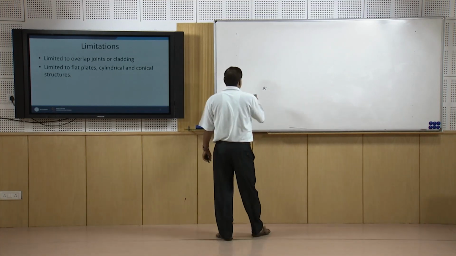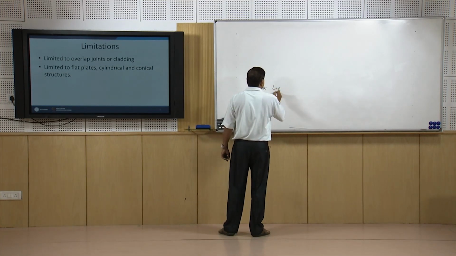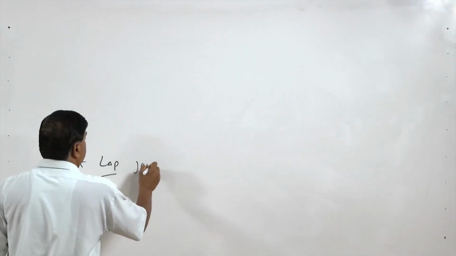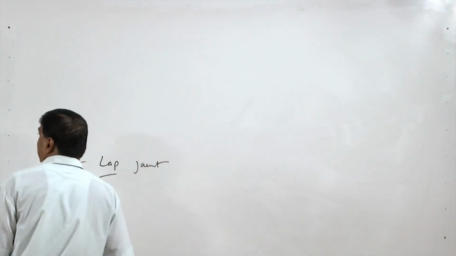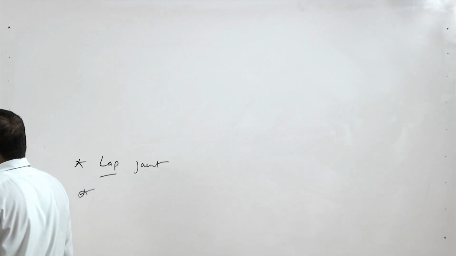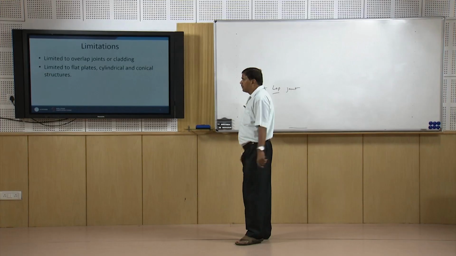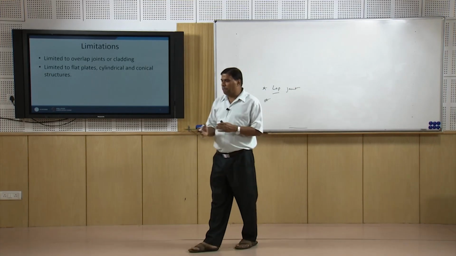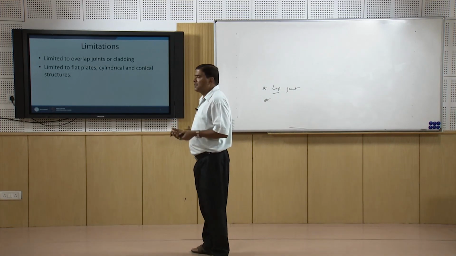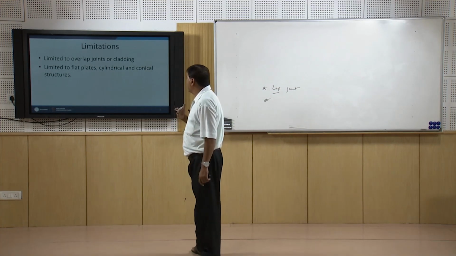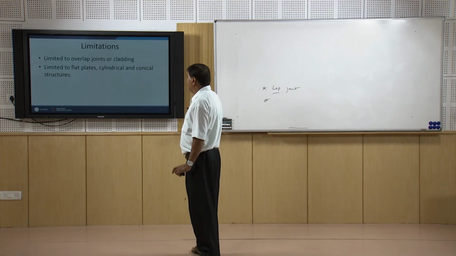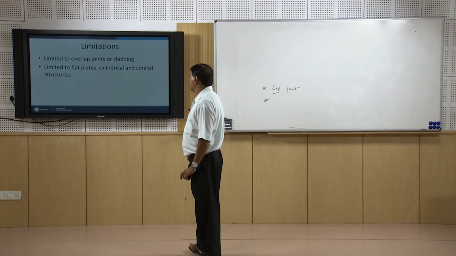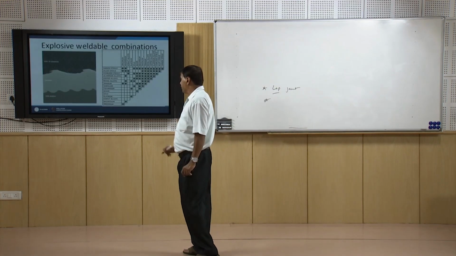So, one is the limitation of the lap joint configuration, and the second is limited to the flat plates, cylindrical and the conical structures. So, not very complicated geometries can be joined using this, largely the simple shape components, and in lap joint configurations the joints can be made using this process.